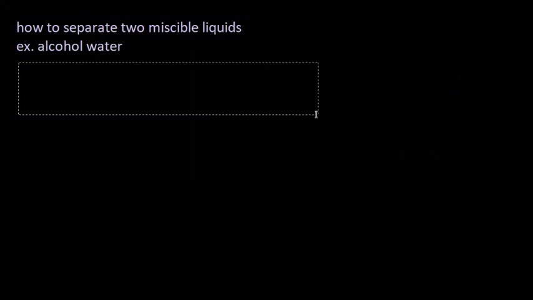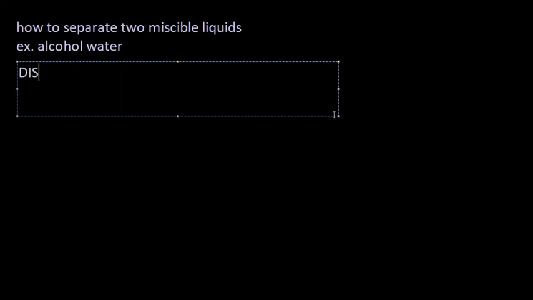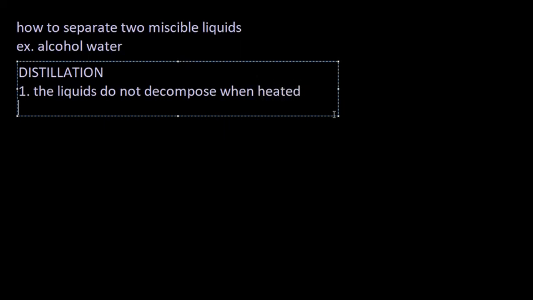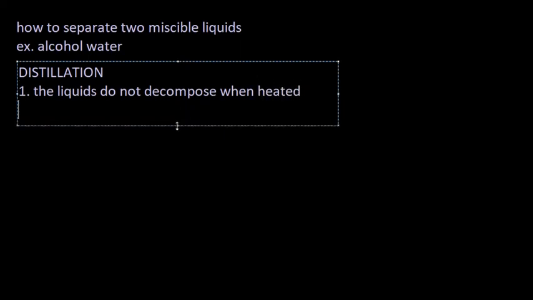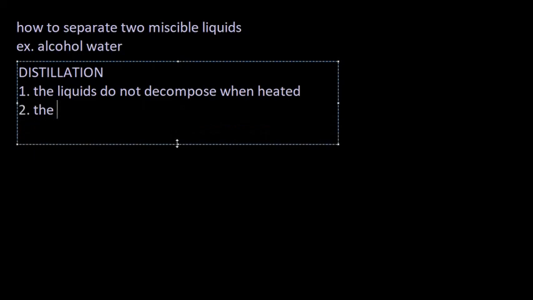Now the process that we are going to discuss over here is known as distillation, and this process is used when the liquids do not decompose when heated, and second, the difference in their boiling points is at least 25 Kelvin.